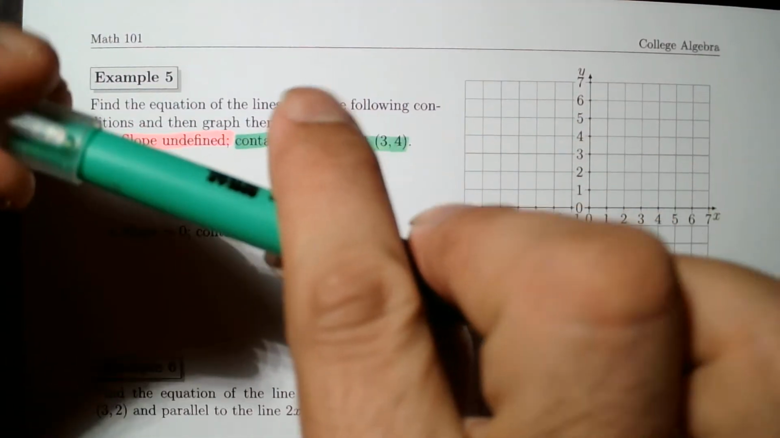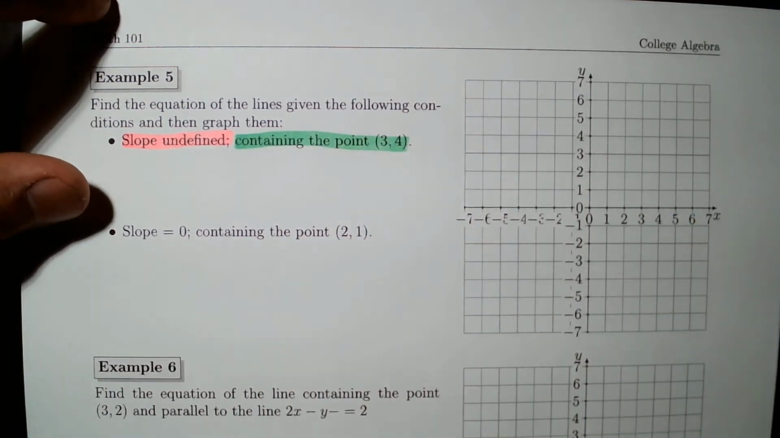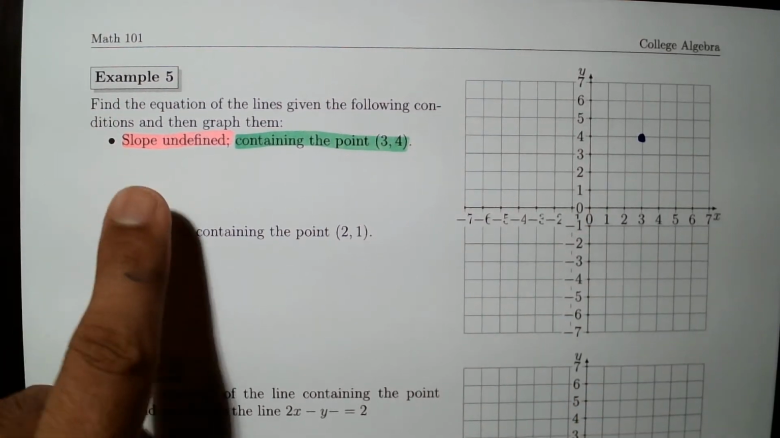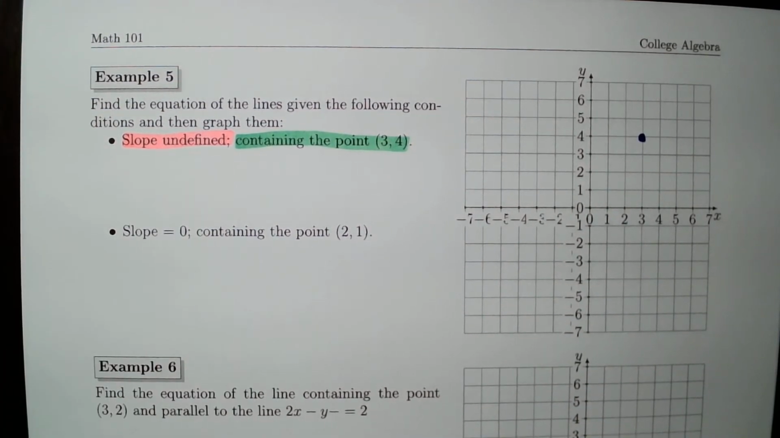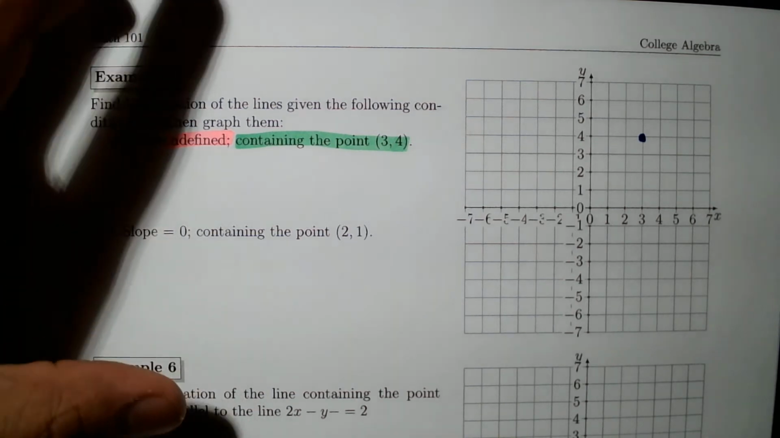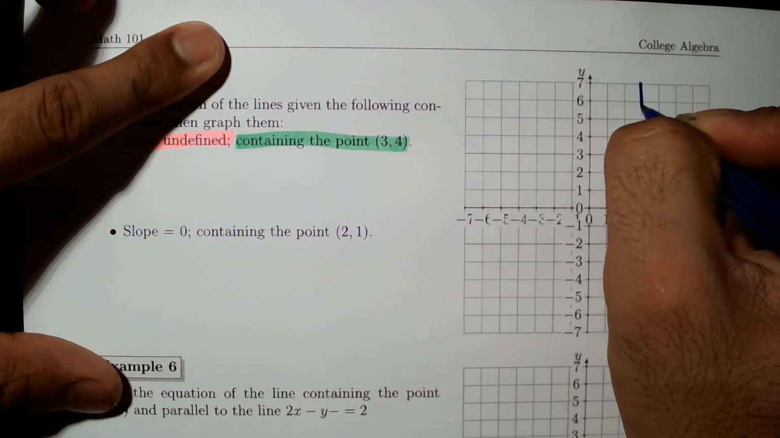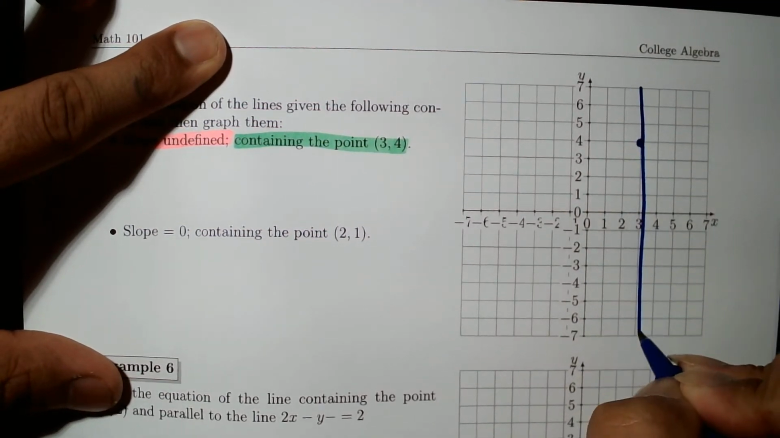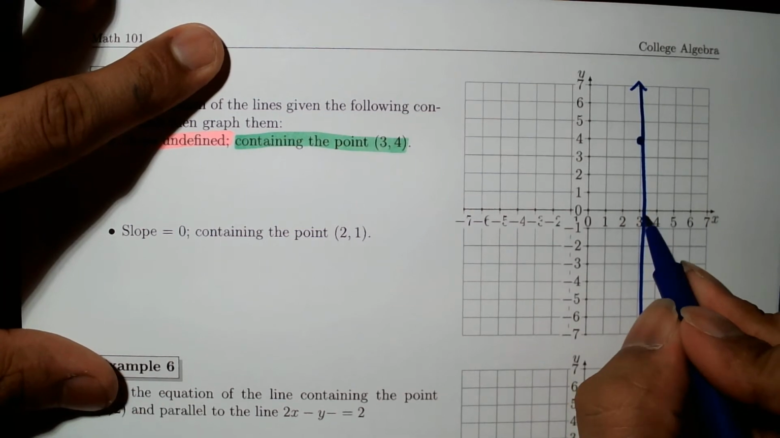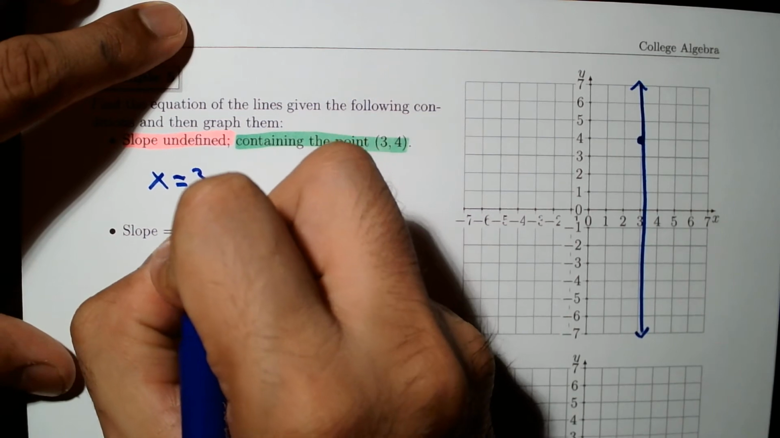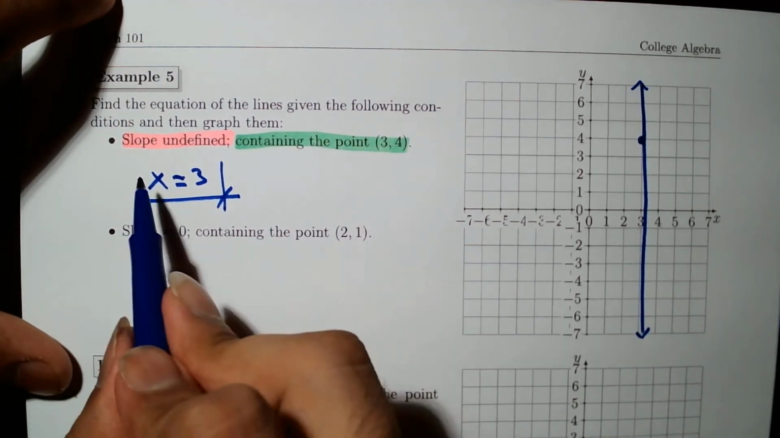So let's plot the point (3, 4) right here, and the slope is undefined. So what do we know about the slope being undefined? Would that be for horizontal lines or vertical lines? If you answer vertical lines, that is correct. So I'm going to draw a vertical line, and the value of x that you can see is x equals 3. So that's the equation of this line.